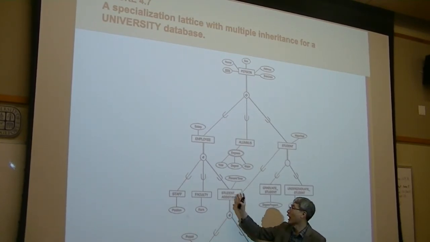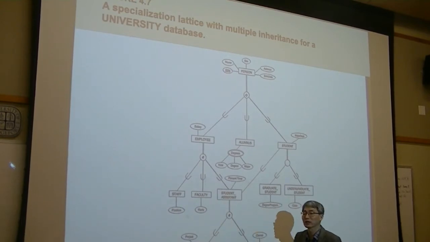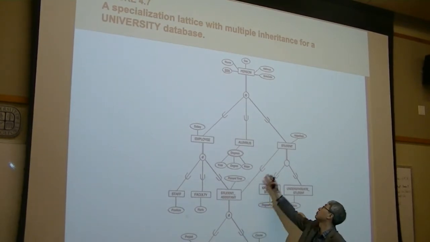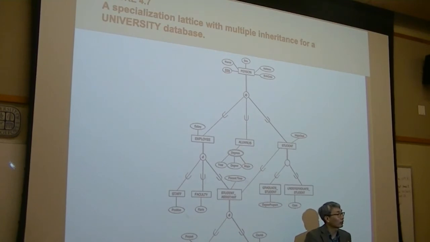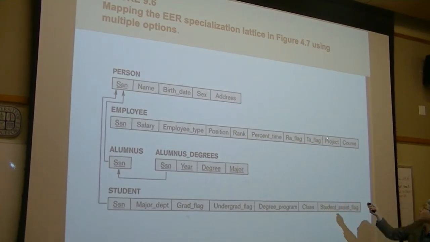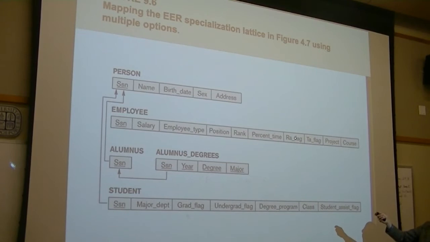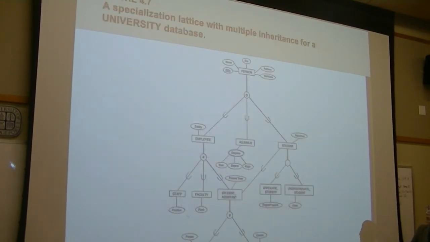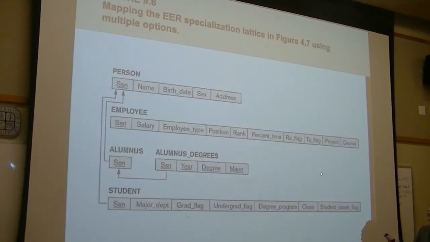However, if the meaning of the student assistant is more like the student academic record or such a transaction, it can also be under the student. So from here, RA_flag, TA_flag, and project course, which option is selected? The last option, flag, so yes or no. The first option is selected, so finally we can have such a table.